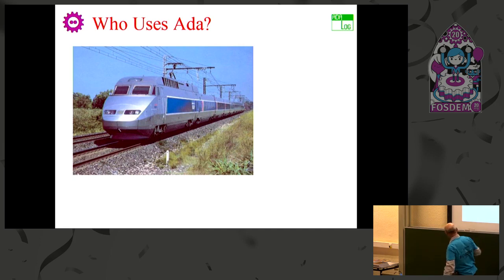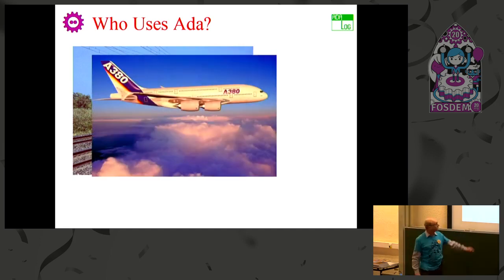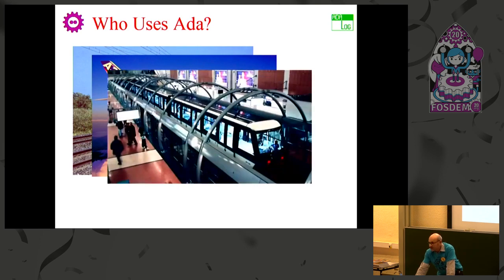So here are a few examples of where you can find Ada software. The TGV has lots of Ada software in it. The A380 and many other airplanes at Airbus and Boeing.